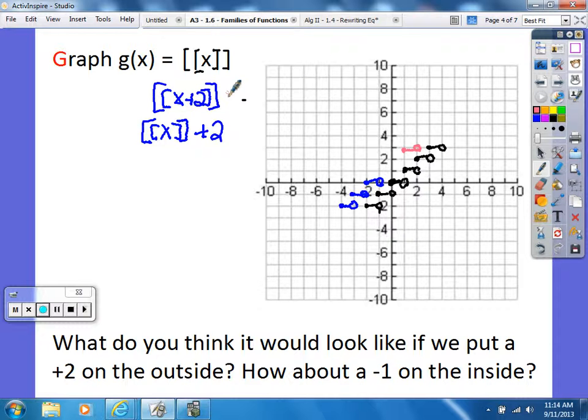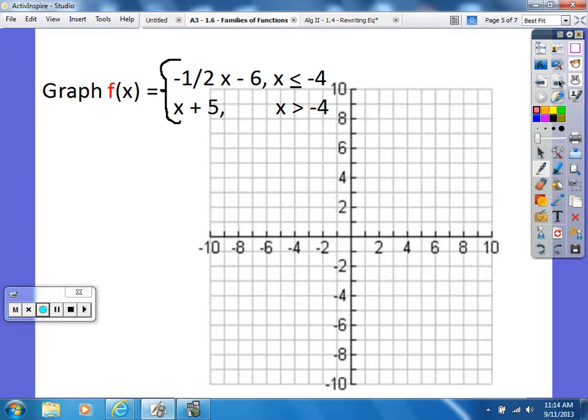Yes. Now, what if it was a minus on the inside? It would move it to the right. All right. If there's a number in front of the X, that's where it's getting wider or skinnier.